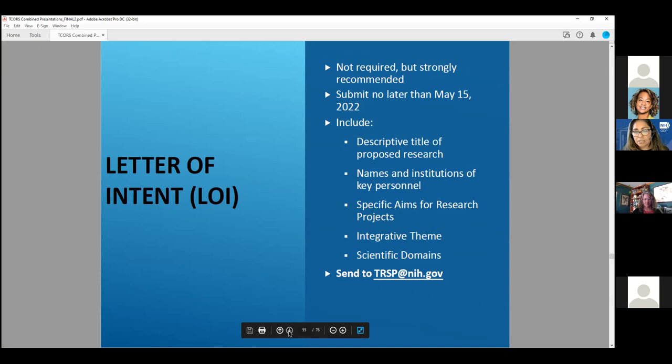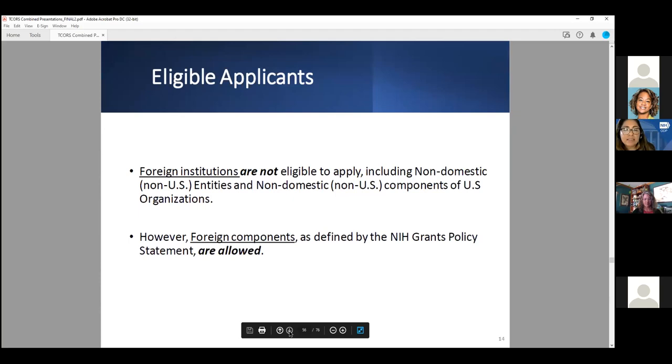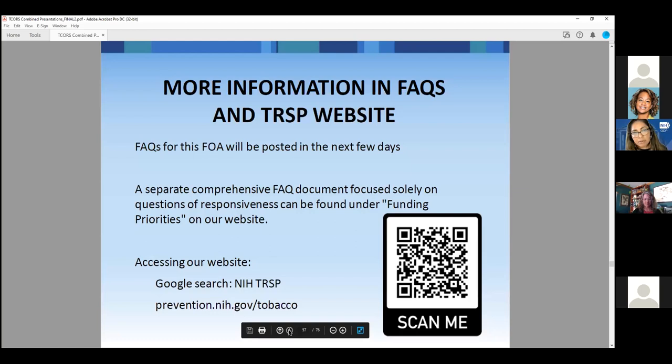Next one, please. And this is perhaps going to be covered later on, but we get this question often. Foreign institutions cannot apply for these grants, but they could have some foreign components. So it's very important to remember that. Next one. And lastly, we're going to be posting FAQs specifically for this RFA, perhaps in the next few days.